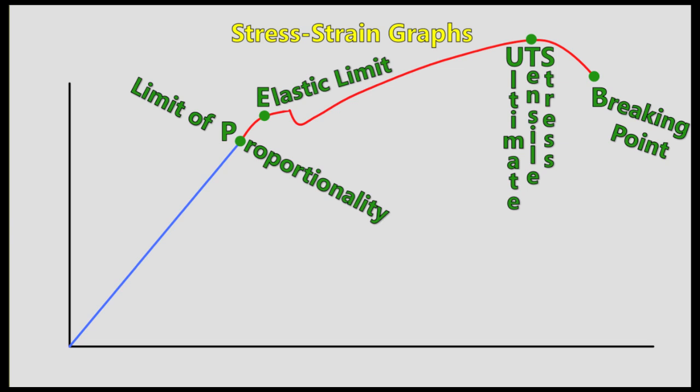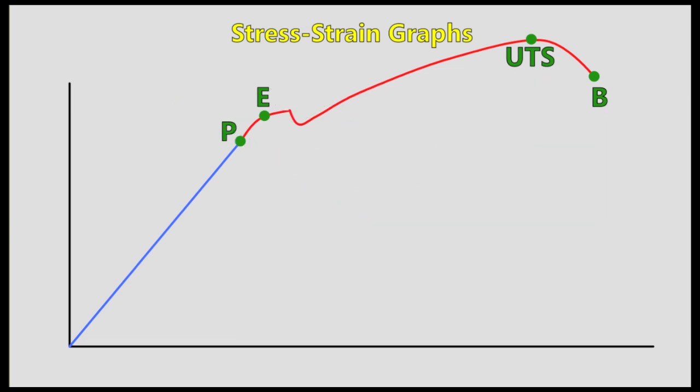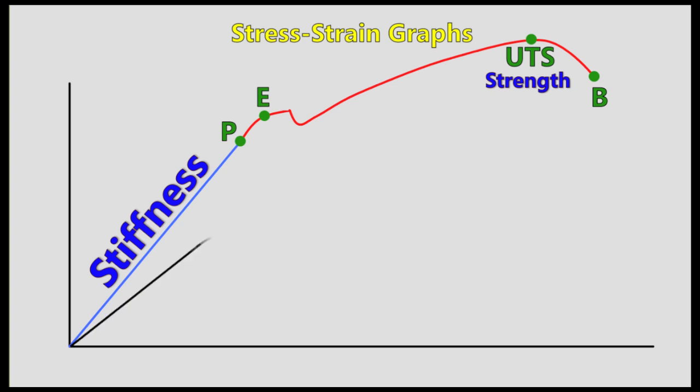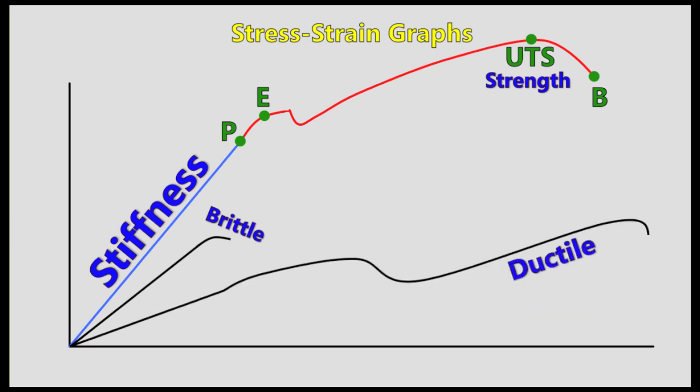Now, for some other words you have to know for physics, the stiffness of a material can be compared using the gradient of the stress-strain graph, equal to the Young's modulus. The strength of the material is the ultimate tensile strength. It's the same thing. A brittle material snaps without any noticeable yield or dip after the elastic limit. A ductile material can be drawn into a wire, shown by a longer line in most cases.